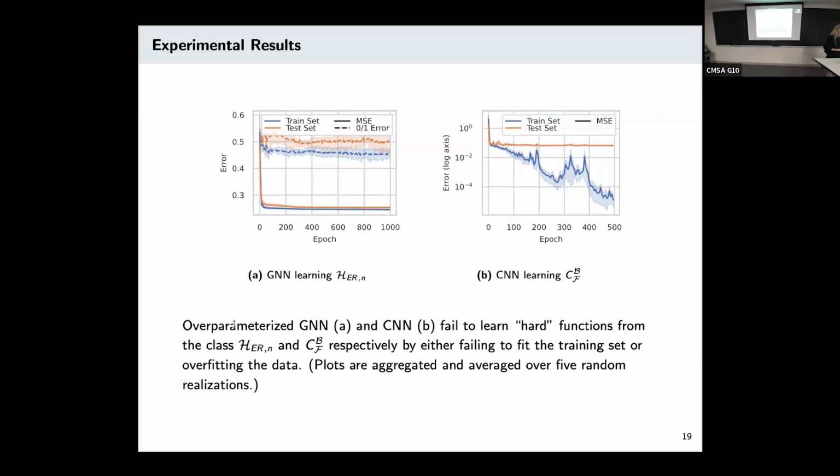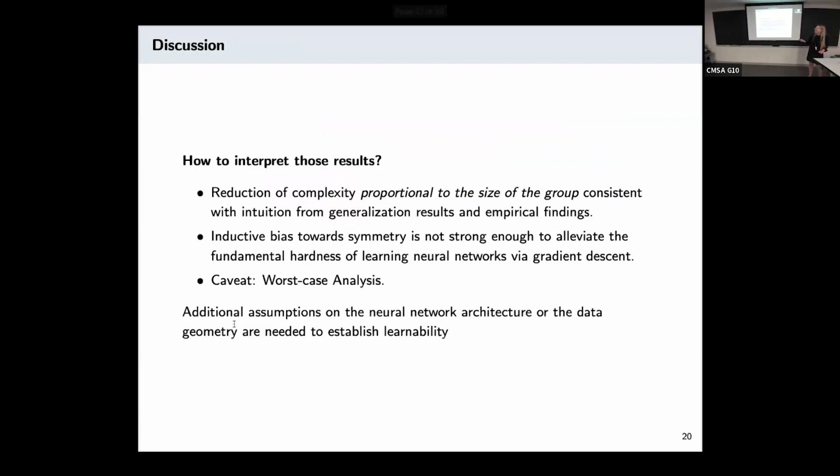I guess you might be, but I was wondering, under the manifold hypothesis, is it easier to learn these sorts of functions? Let me get to it. Okay. Yes. So we need additional assumptions, right? Either on the network architecture or on the geometry of the data.